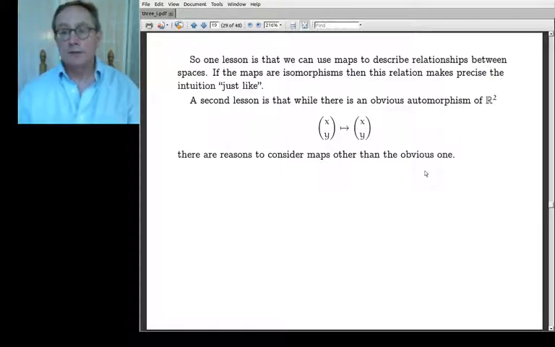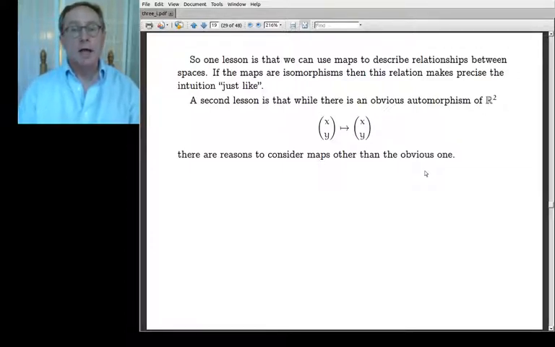So one lesson is that we can use the map to describe relationships between spaces. If spaces are isomorphic, then the relationship makes precise the intuition of just like, and in particular, if you talk about a space and itself, you can describe somehow a uniformity of the space. When I did dilation, I multiplied everybody by 1.5. The space is just like itself further out. So in is the same as further out.